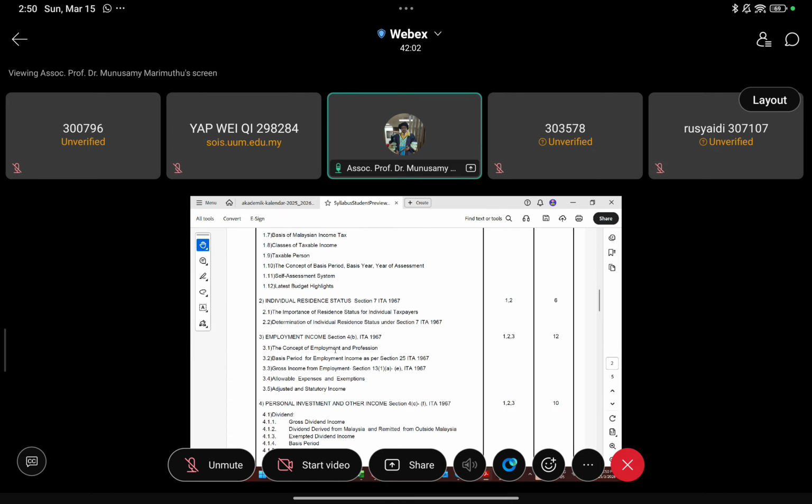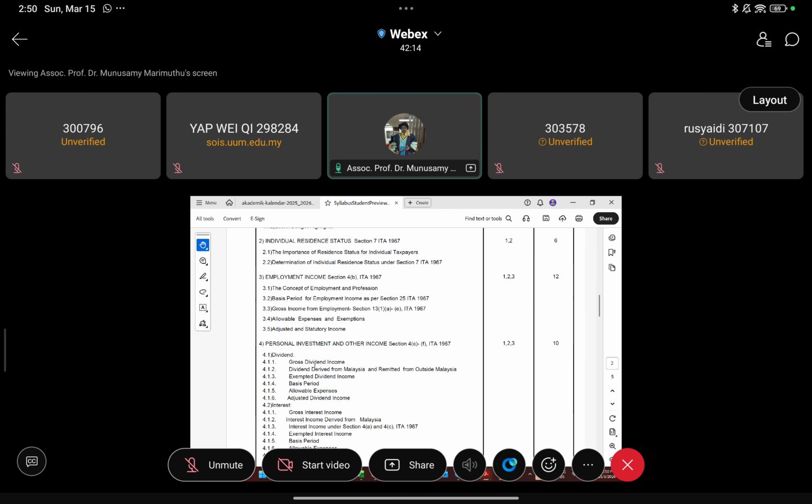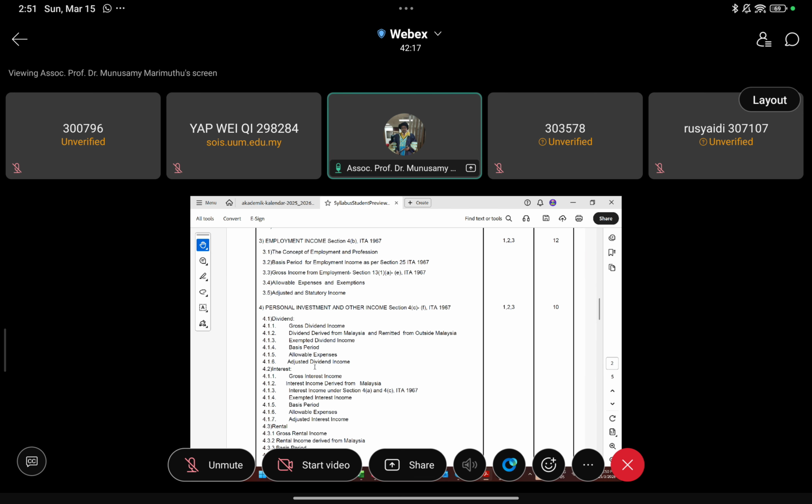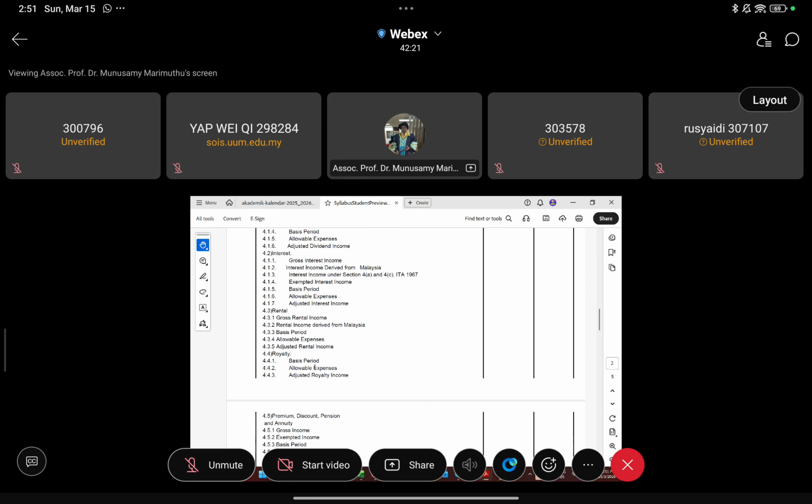Employment income. Also, we have, I think, 3 classes. What is employment income? What is the basis period? And what are the expenses? And personal investment. I told you dividend, interest, rental, royalty, premium, discount.